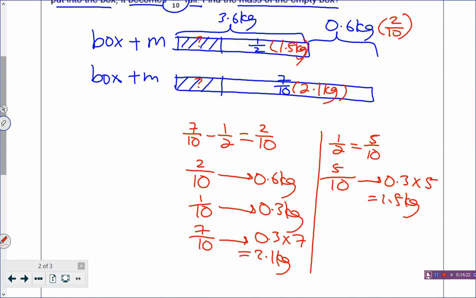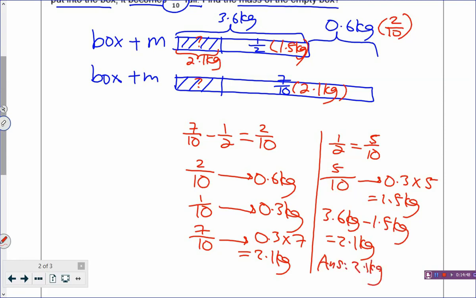So now can you find the question mark? How heavy is the empty box? You take 3.6 and you minus 1.5 kg. And the mass of the empty box will be 2.1 kg. And you add on to your model. And there you go. So what is the mass of the box? Answer: 2.1 kg. So that is called model sharing.